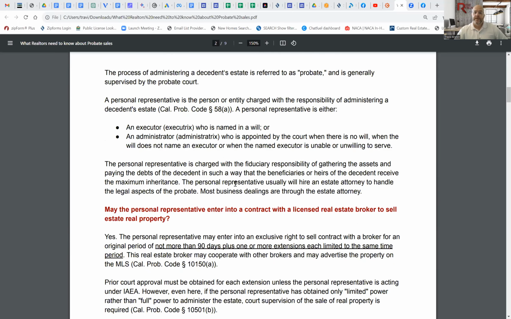A personal representative is charged with the fiduciary responsibility of gathering the assets and paying the debts of the descendant in such a way that the beneficiaries or heirs of the descendant receive the maximum inheritance. The personal representative usually will hire an estate attorney to handle the legal aspects of the probate. Most business dealings are through the estate attorney.